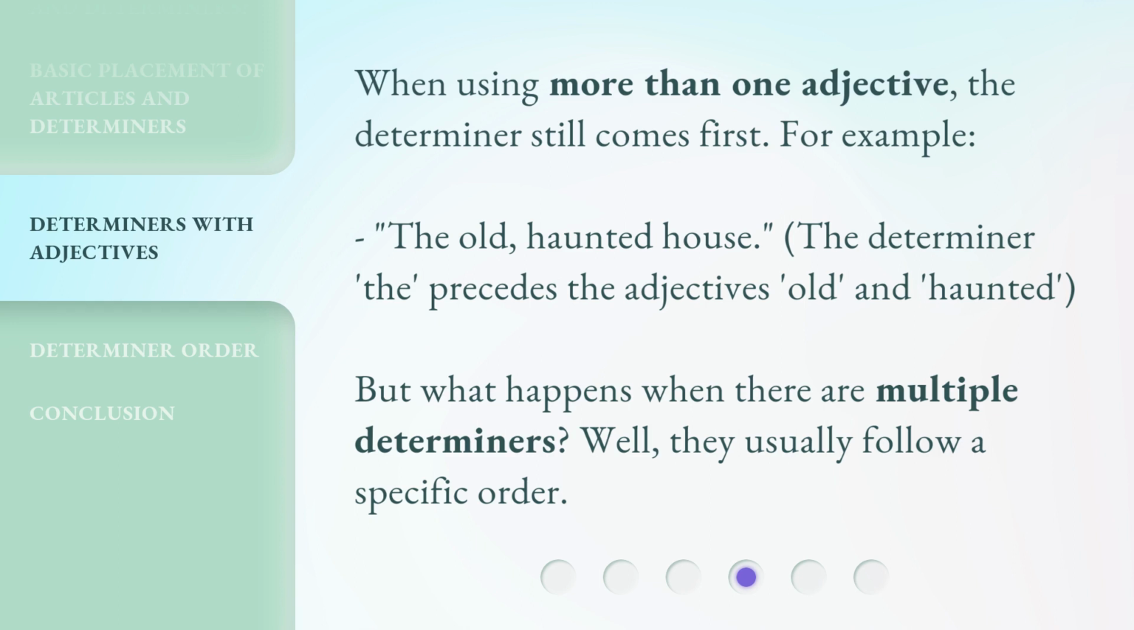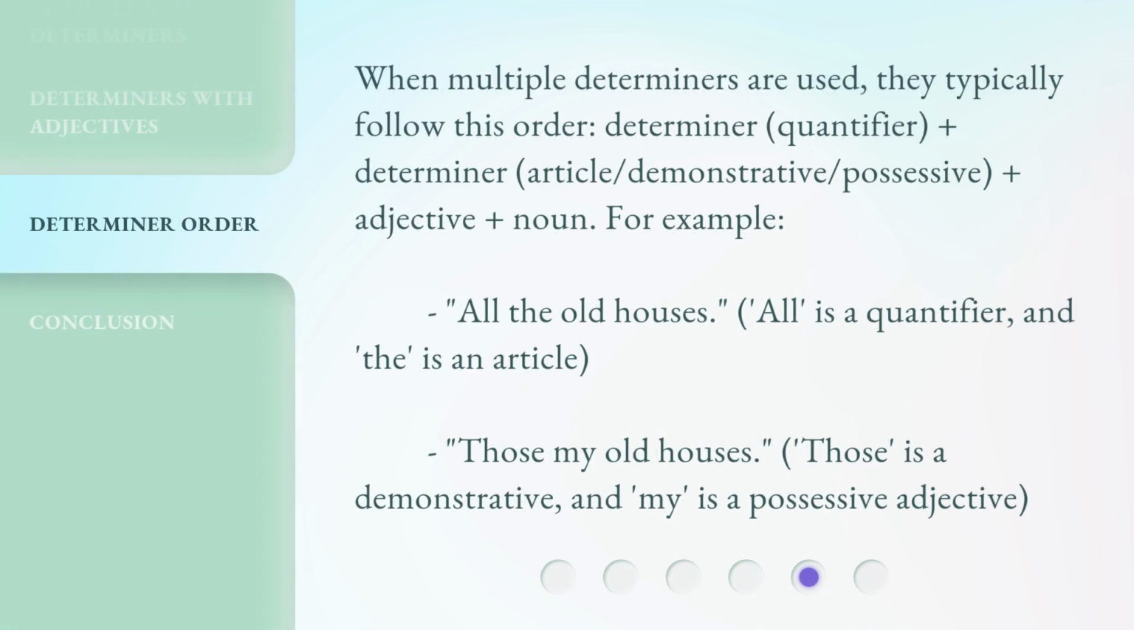But what happens when there are multiple determiners? Well, they usually follow a specific order. When multiple determiners are used, they typically follow this order: quantifier, plus determiner (article, demonstrative, possessive), plus adjective, plus noun. For example, all the old houses. All is a quantifier, and the is an article. Those my old houses. Those is a demonstrative, and my is a possessive adjective.